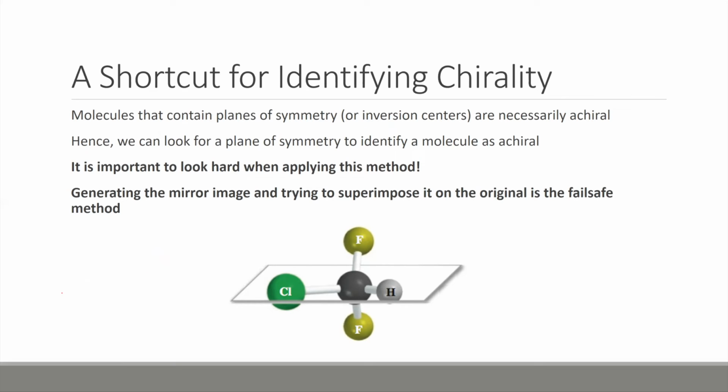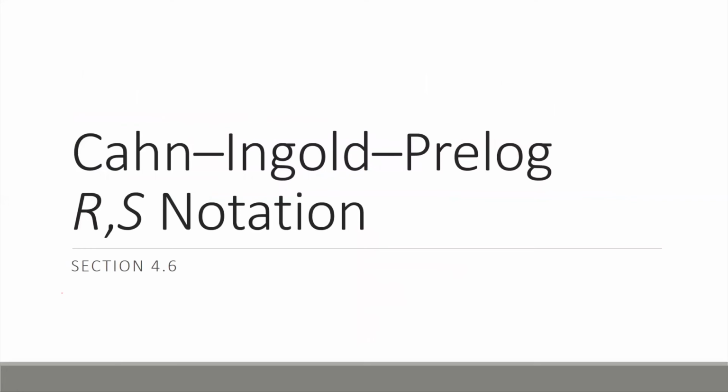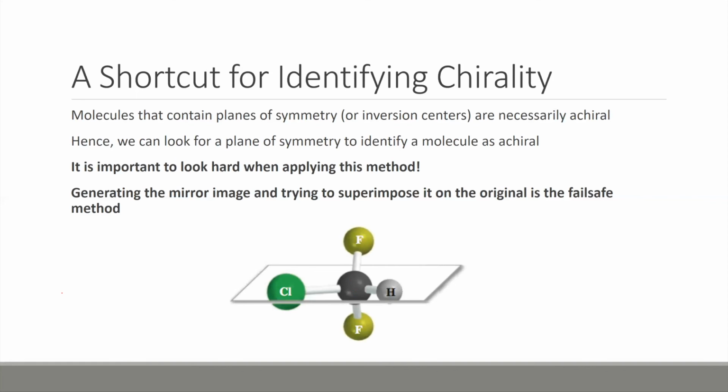So we're going to look for any types of plane of symmetry to help us identify a molecule as achiral. And it's important to look hard. I know that this is where we're getting more into being able to understand three-dimensional space in your head. And if it does help you when you're doing homework and everything, make sure to really draw these out or even use modeling programs. You can use the 3D modeling program that we went over in our lab to help you visualize and rotate these molecules.